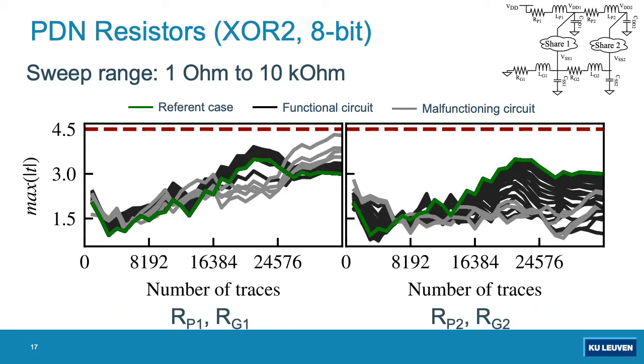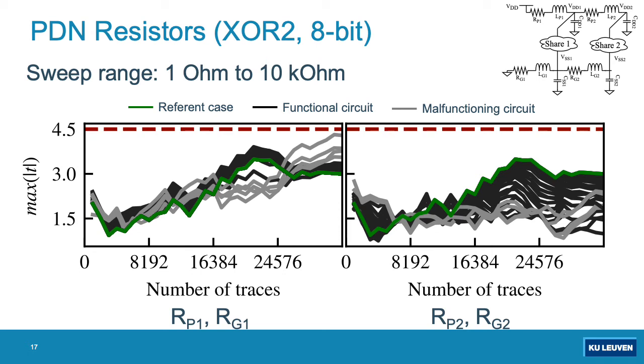Now, looking at one of the original suspects, the parasitic resistors of the power distribution network. On the left-hand side, we see the evolution of the max-T scores for the parasitic resistors of the share 1 PDN. Increasing resistors up until the 10 kOhm, we see only a slight increase in the levels of leakage depicted in black lines before the circuit stops functioning correctly, shown in gray lines when simply the results don't make sense and statistics shows lower levels of leakage.